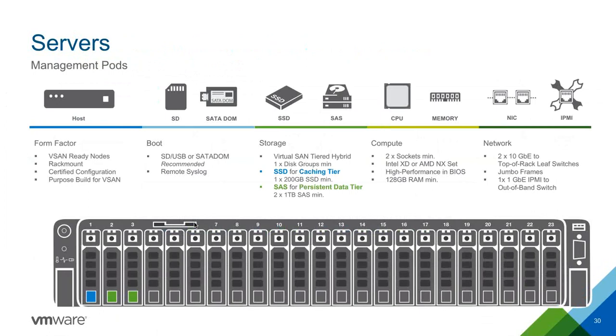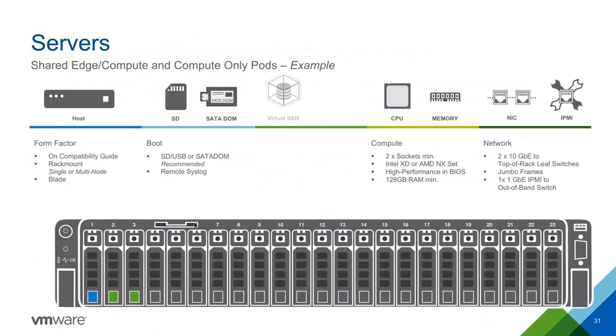Two sockets, you can use Intel or AMD if they're still around. Set high performance in the BIOS, and a minimum of 128 gigs of memory per host today. It may increase in the future. And then two 10 gig uplinks to the top of rack switches. We do enable jumbo frames on the switch as well as the distributed switch and the VM kernel ports, and your 1 gig connectivity for your IPMI or BMC controller for the out-of-band management.